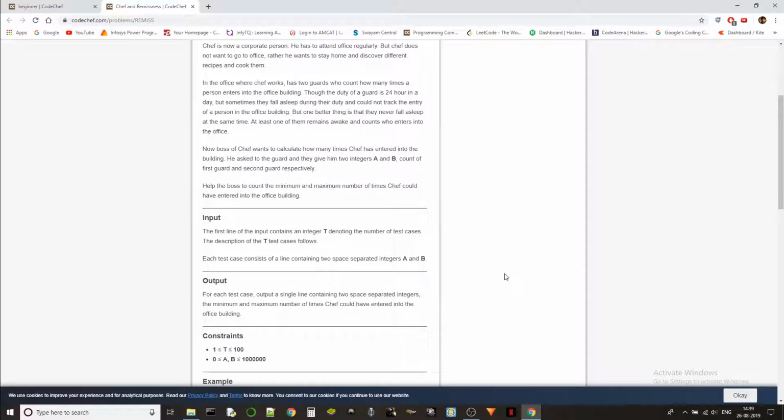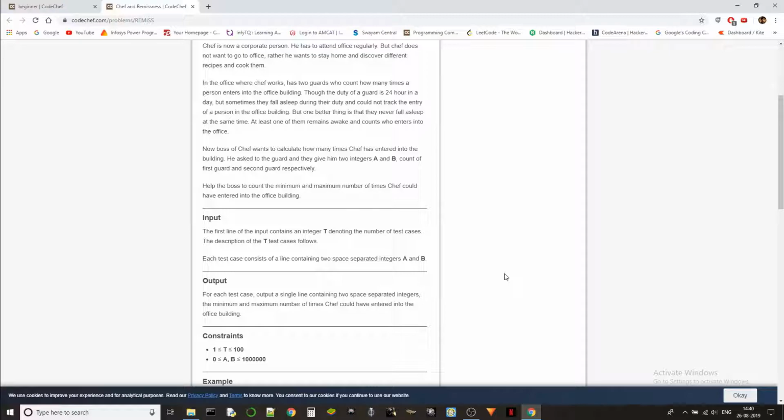Chef is now a corporate person. He has to attend office regularly, but Chef does not want to go to the office. Rather, he wants to stay home and discover different recipes and cook them. In the office, the Chef works, has two guards who count how many times a person enters into the office building. Though the duty of a guard is 24 hours in a day, sometimes they fall asleep during their duty and could not track the entry of a person in the office building.